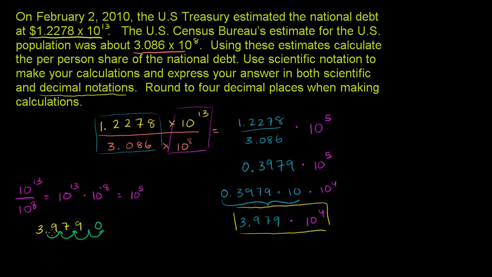So we're essentially going to move the decimal 4 to the right, and we get, I could write it like this, this is equal to $39,790. So if you think about the national debt per person, every man, woman, and child in the United States essentially owes $39,790.